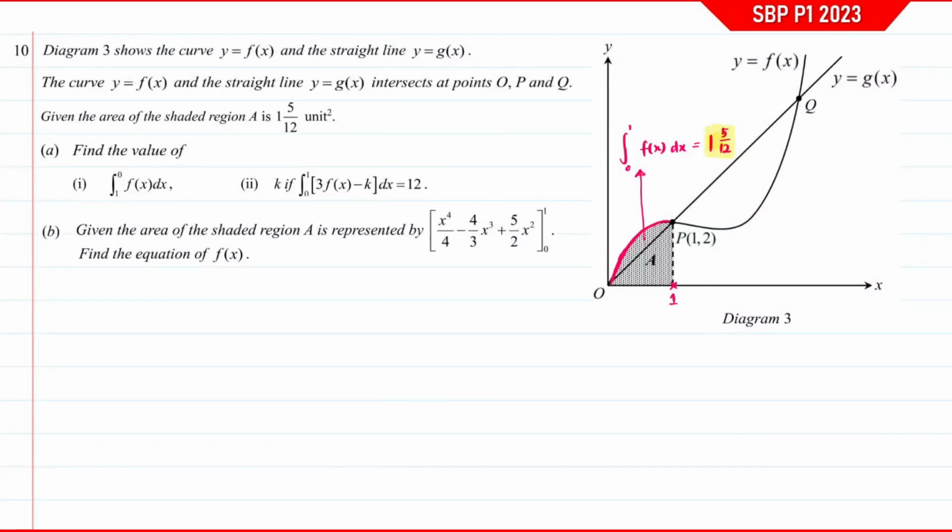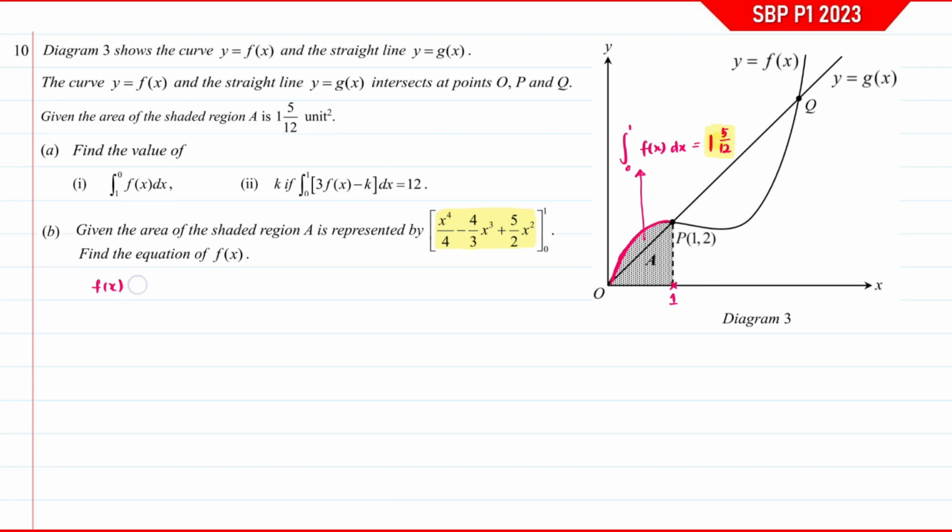Question B. Given the area of the shaded region A is represented by this, find the equation of f(x). Here the terms inside the bracket have been integrated. To find the equation, we're going to differentiate this.